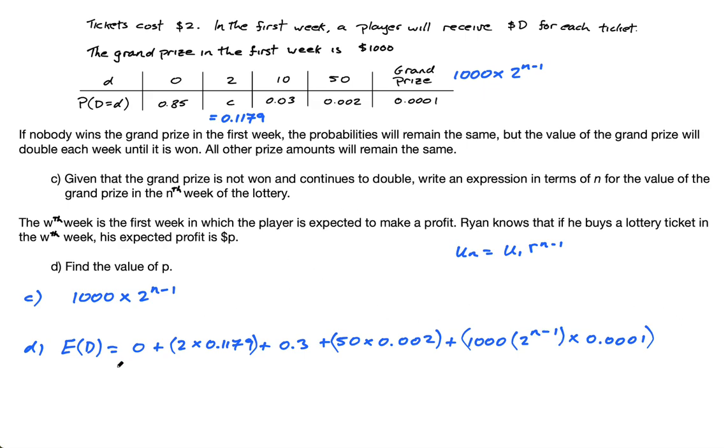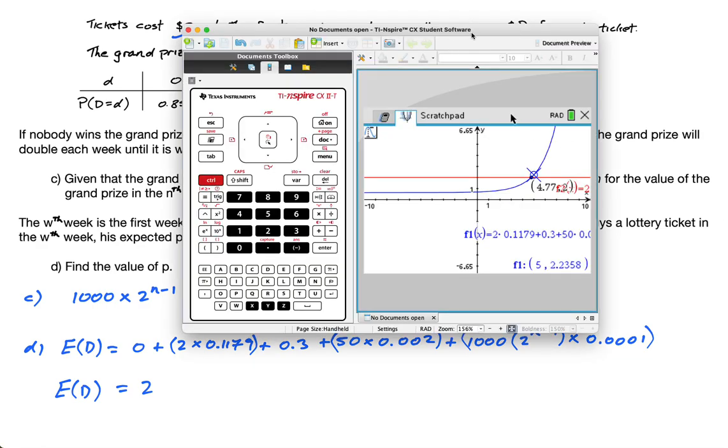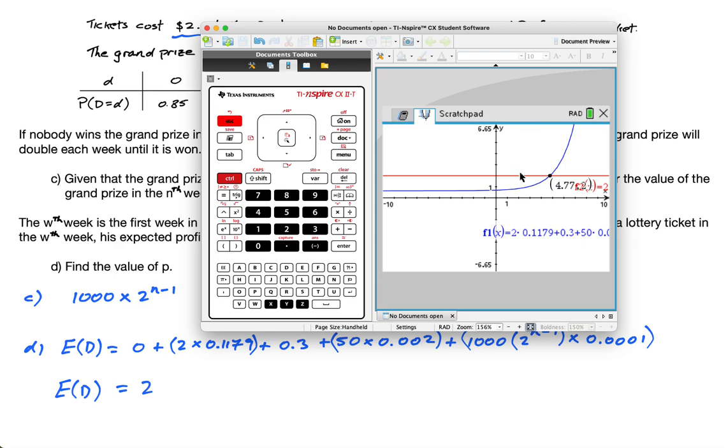Now to solve, I want to find when this is equal to 2, because the tickets cost $2, so to make a profit the expected value has to be more than 2. So I'm going to find when it is equal to 2, and then it'll be the week after that. I've already done this, so let me just go back and show you how I did it.